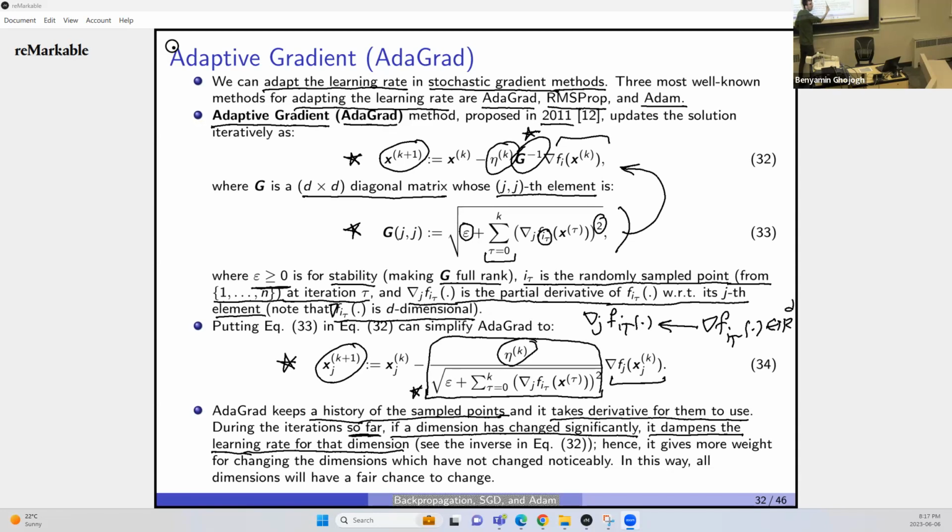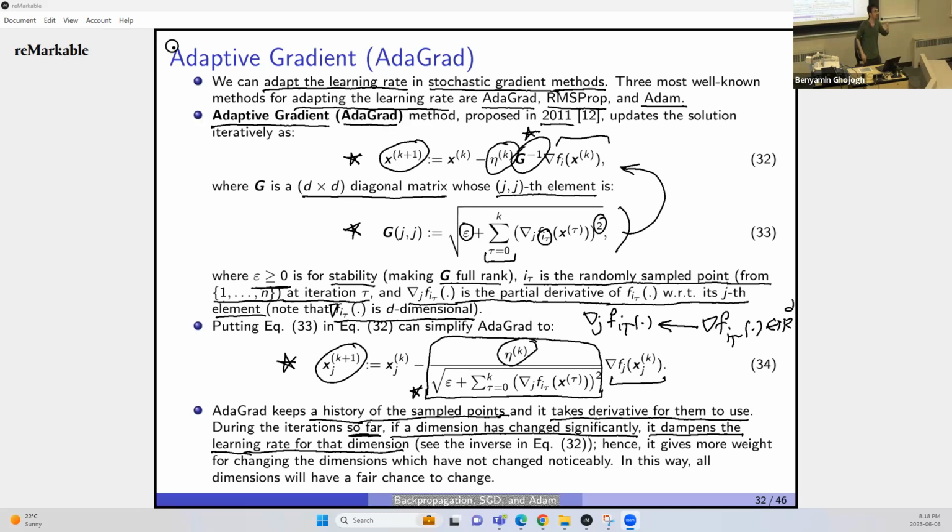If you don't have this denominator, it becomes stochastic gradient descent. But it is scaling the eta in the stochastic gradient descent. When this gradient for the jth dimension is very large, this denominator blows up. Therefore, the learning rate becomes very small. Do you agree? A small number times the eta.